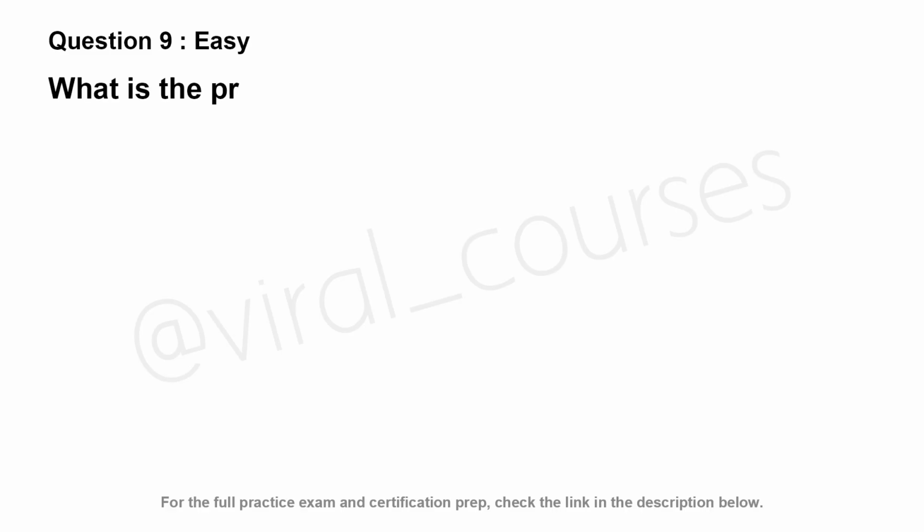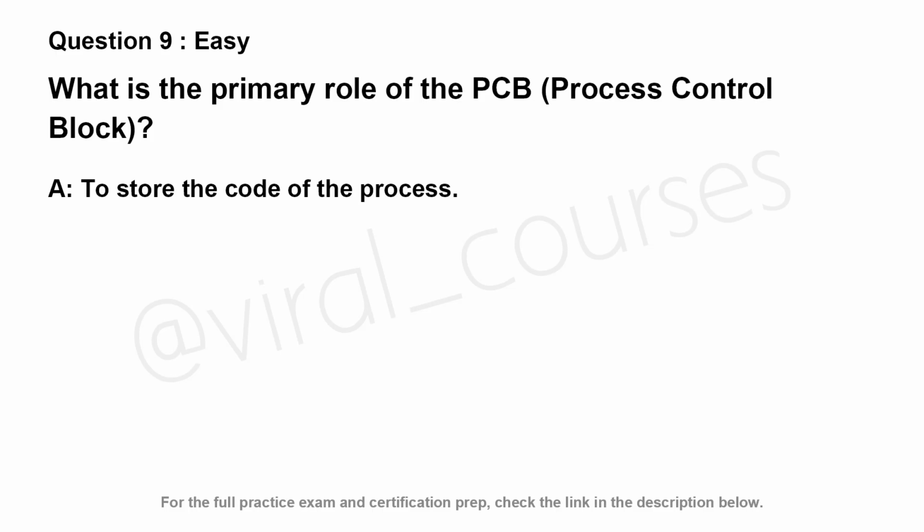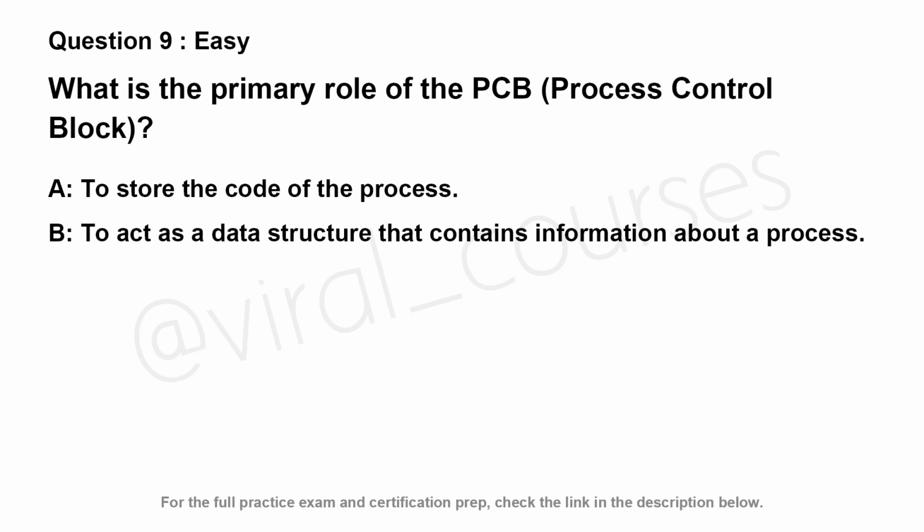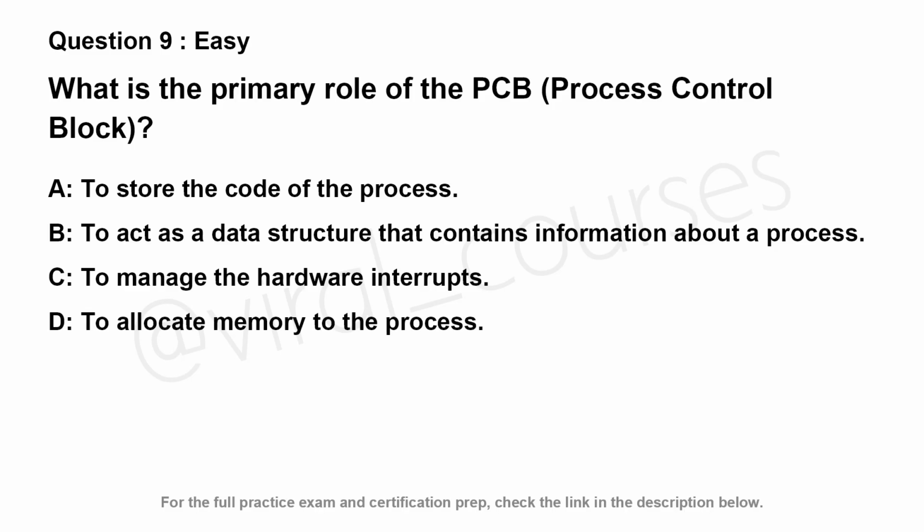What is the primary role of the PCB, process control block? Option A, to store the code of the process. Option B, to act as a data structure that contains information about a process. Option C, to manage the hardware interrupts. Option D, to allocate memory to the process.